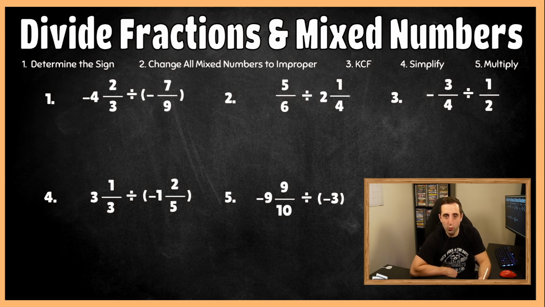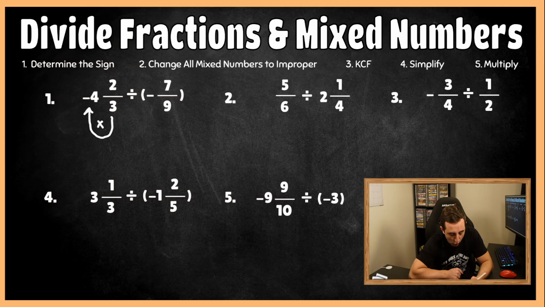And then step two, we want to see if we have any mixed numbers, and we're going to change those to improper fractions. So for number one, we do have one mixed number. It's negative 4 2/3. So let's go ahead and turn that to an improper fraction. To do that, you take your denominator, in this case 3, and multiply it by the number out front.